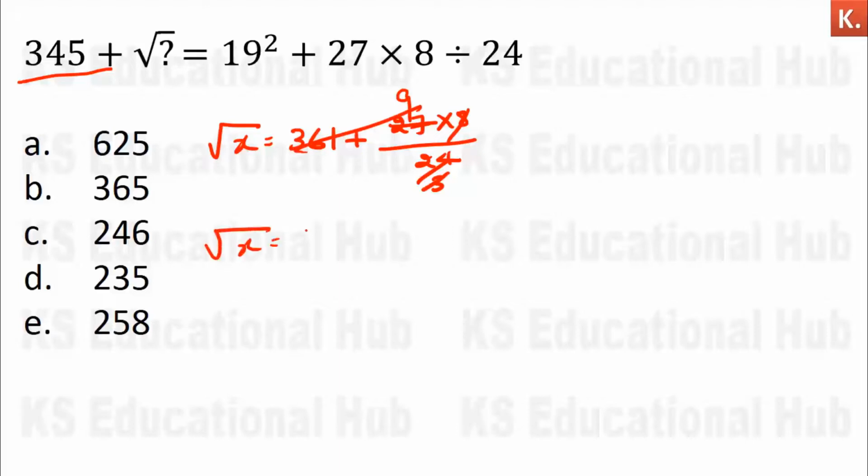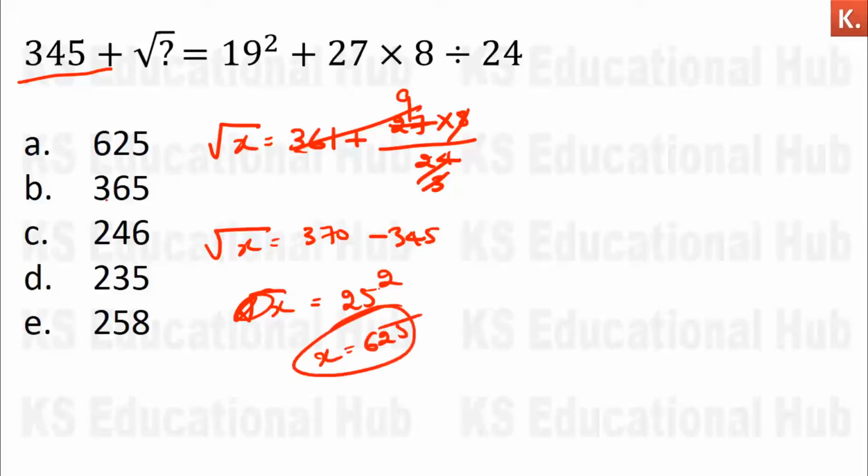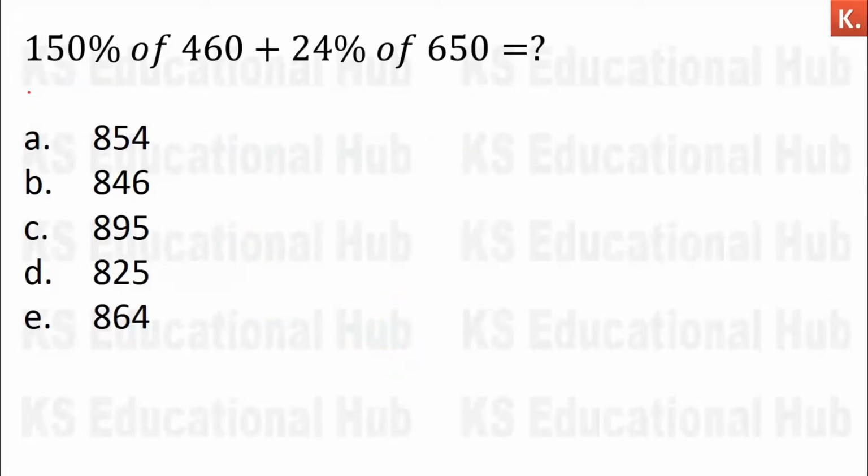So square root of x is equal to 370, plus 345, if I take it to the other side that becomes minus 345. So square root of x is equal to, the left out part is how much? Here it is 25. If I transfer this power to the other side, that becomes 25 square. x is equal to 625 has to be the answer here. So that is option A here. Clear? Let's check out the last question of the day, I guess.